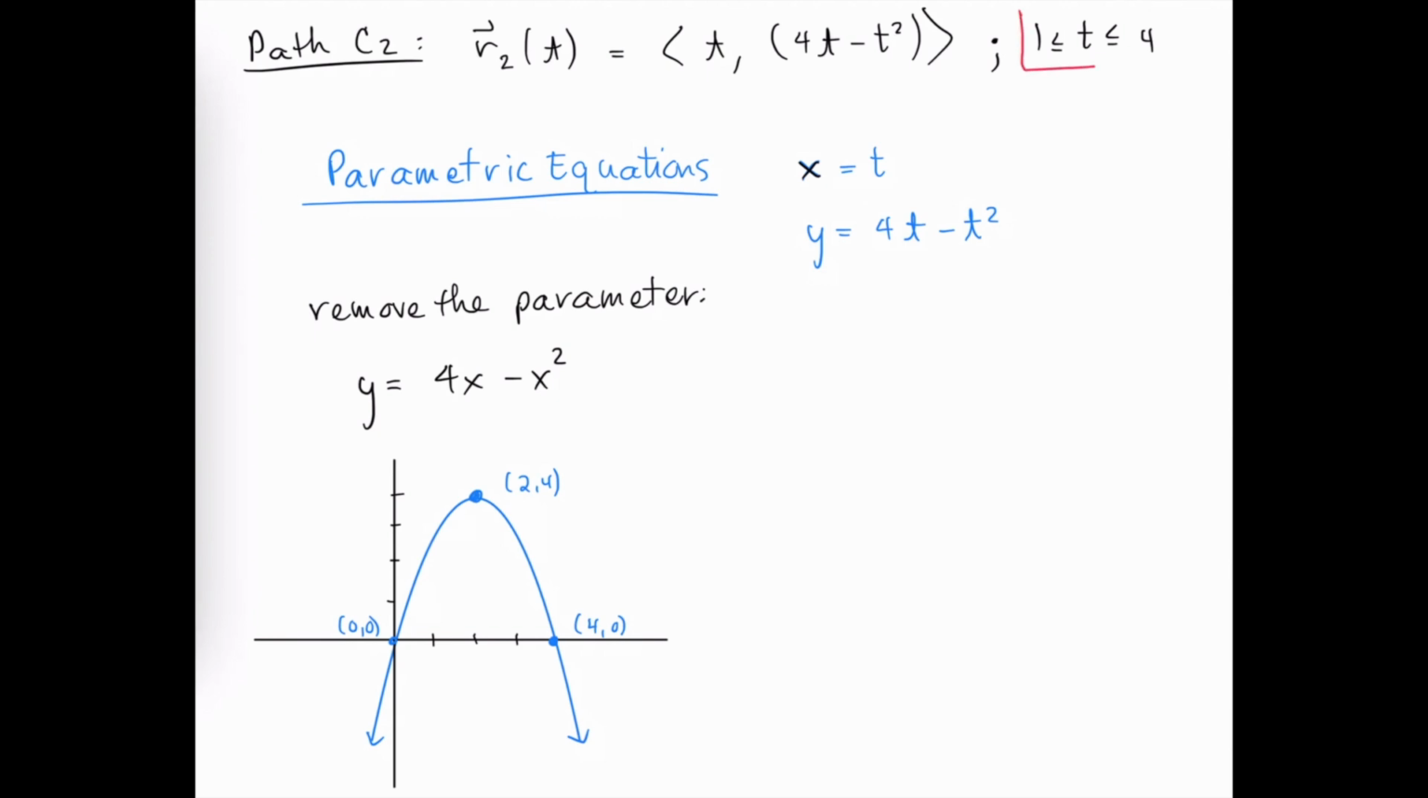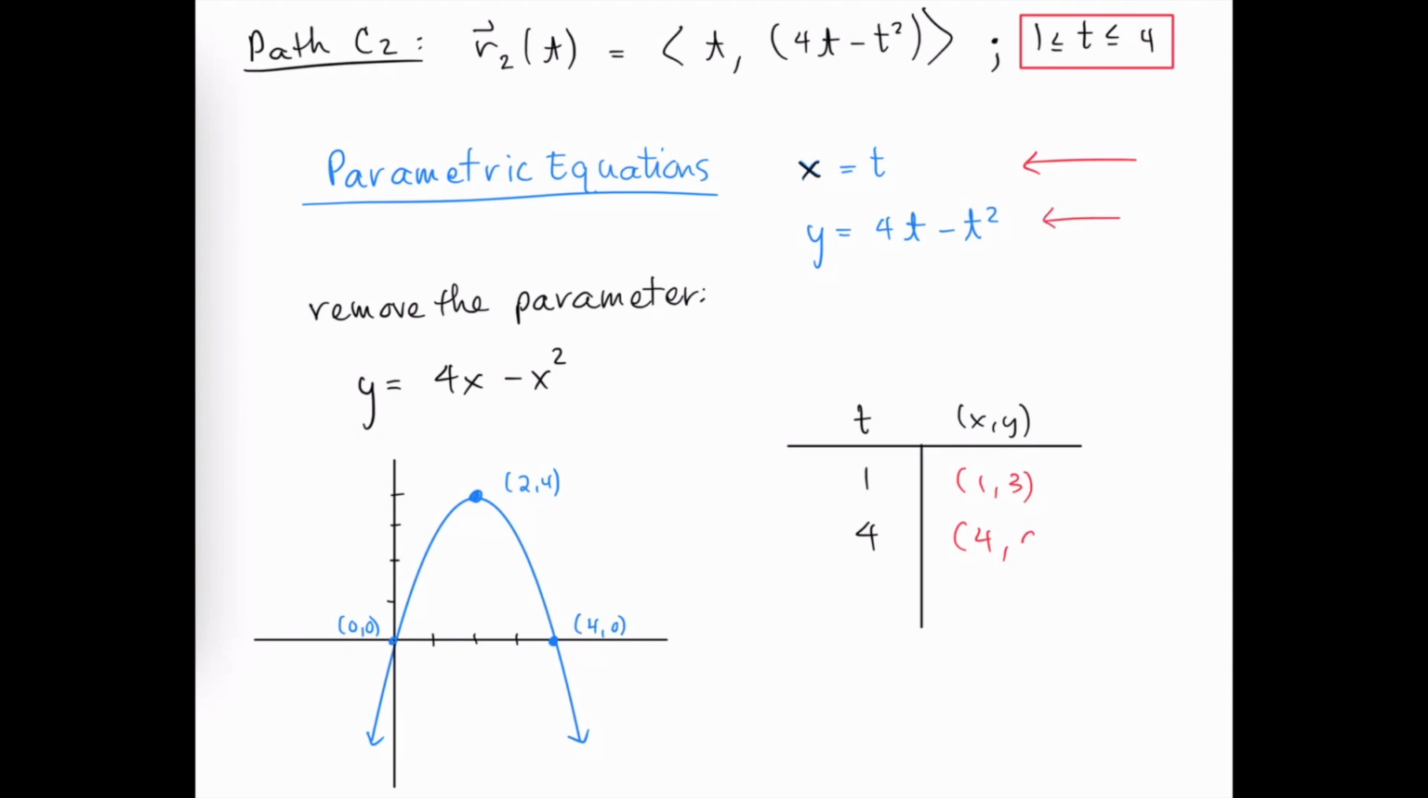But we need to see if we get the same section of that parabola by imposing the limits on the parameter. So let's plug in t is equal to 1 and t is equal to 4. When t is equal to 1, we get the ordered pair 1 for x and 3 for y. When t is equal to 4, we get the ordered pair where x is equal to 4 and y is equal to 16 minus 16, which is 0. So we make some adjustments to the graph, but in this case, we're actually going to be moving around in the opposite direction, but the path itself is exactly the same.